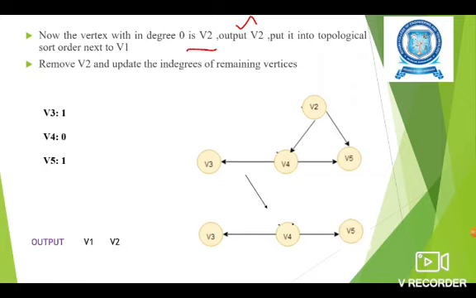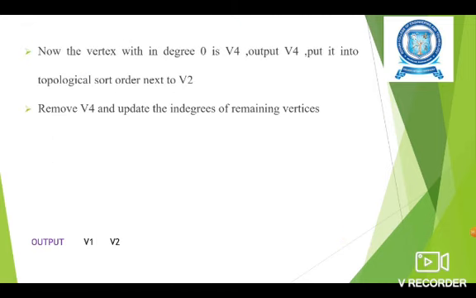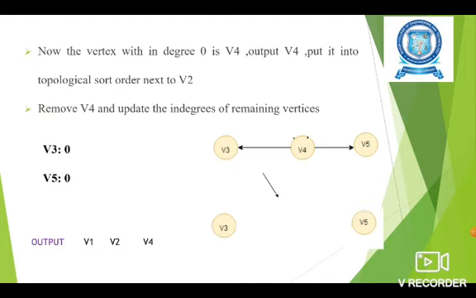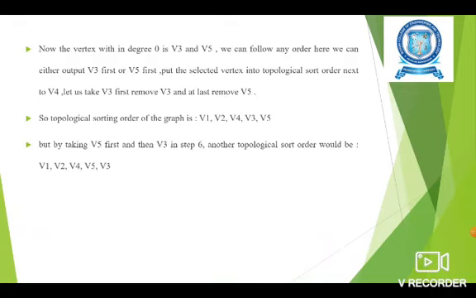Okay. So now whose vertex integrity is 0? It is V4. So in the next step, V4 is selected, and V4 is added in the output and V4 is deleted from the graph, and we recalculate the integers of the remaining vertices. So in the final step, we have two vertices V3 and V5. Both the vertices' integers are 0. So you can choose either V3 first or V5 first.